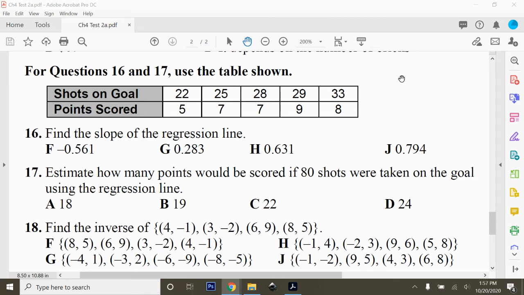17. Estimate how many points would be scored if 80 shots were taken on goal using the regression line. A, 18. B, 19. C, 22. D, 24.